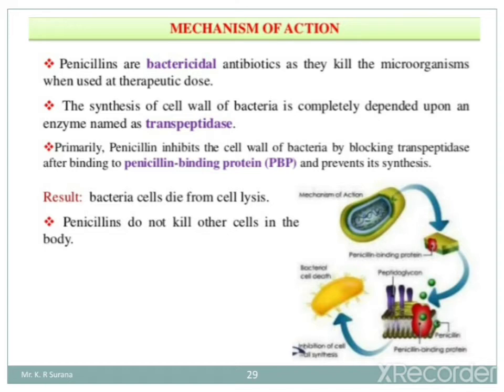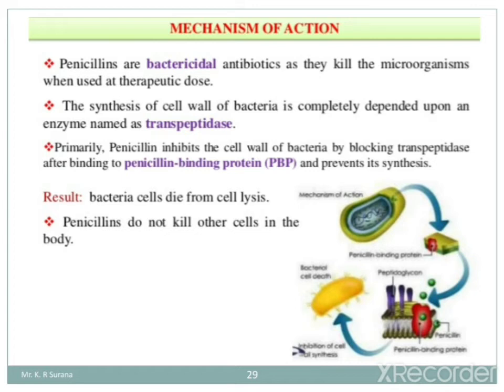Primarily, penicillin inhibits the bacterial cell wall by blocking the transpeptidase after binding to the penicillin binding protein, that is PBP, and prevents synthesis. As we know, the transpeptidase enzyme is required for bacterial cell wall synthesis. So the penicillins will block this transpeptidase enzyme by binding to the penicillin binding protein. The penicillin binds to this PBP protein and blocks the transpeptidase enzyme.